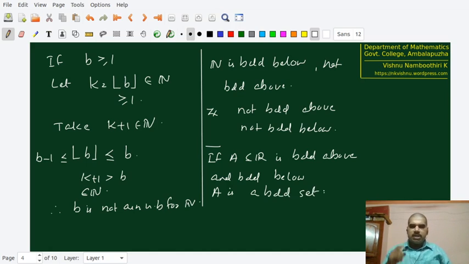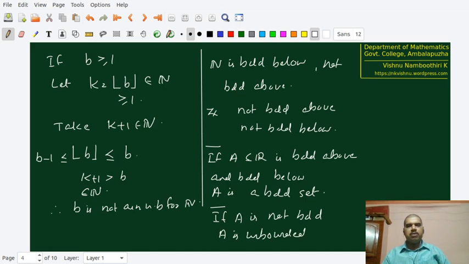When do we say that? We say that A is a bounded set when A is bounded above and bounded below. Then A is said to be a bounded set. If A is not bounded, when can this happen? A is not bounded means that A is either not bounded above or not bounded below. To say that A is a bounded set, we have to say that A is both bounded above and bounded below. A is not bounded if one of the bounds does not exist. Then in this case, we say that A is said to be an unbounded set in R.